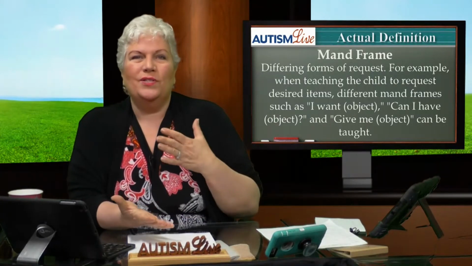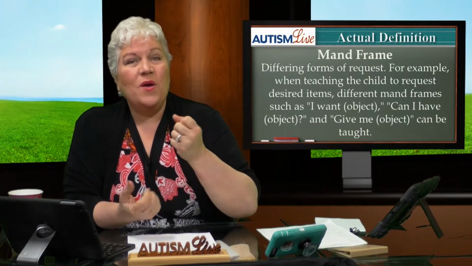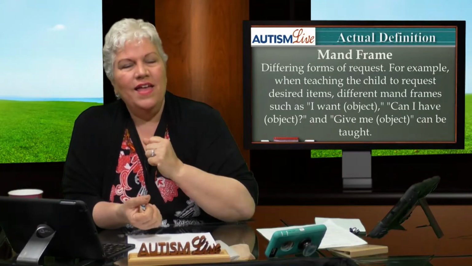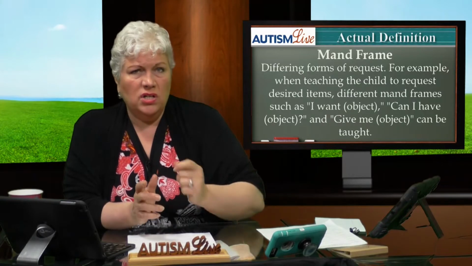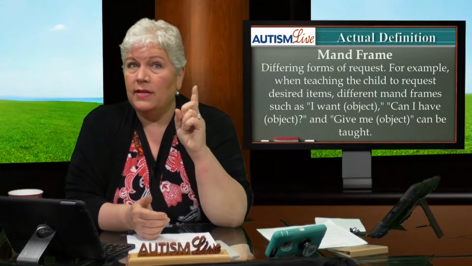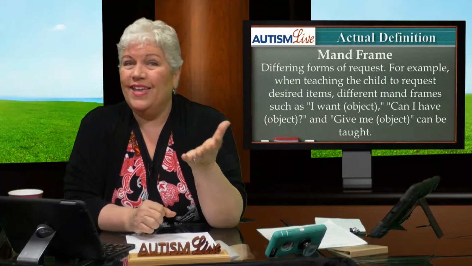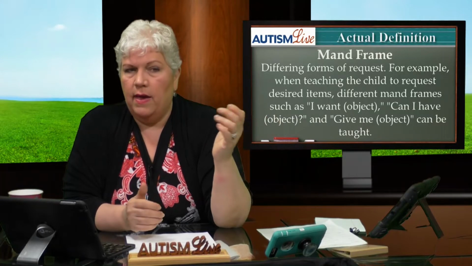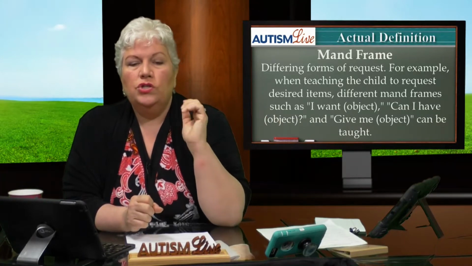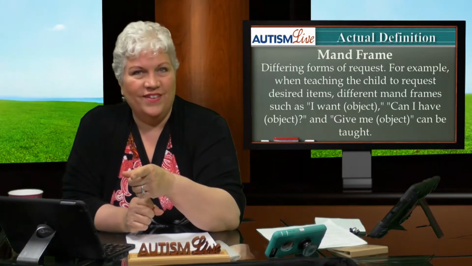So we want to start to build a more efficient way of manding for it, requesting, commanding, right? I want the cookie. So we would start off by doing an approximation of the sound. So they want cookie, so we would start with kuh, because I don't know whether you're asking for the cookie or the juice, right? It's going to be like a 50-50 shot of which one, did you really get your needs met, right? Frustration is going to ensue. So we start to teach kuh, kuh, kuh, which helps me to know, oh, you want the cookie, right?